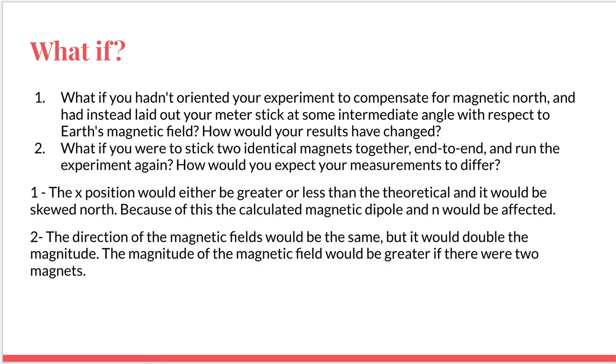The second question is, what if you were to stick two identical magnets together? That would result in the direction of the magnetic fields being the same, but it would be double the magnitude, and the magnitude of the magnetic field would be greater if there were two magnets.